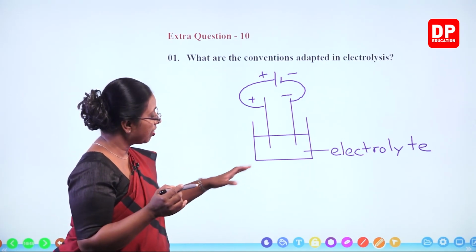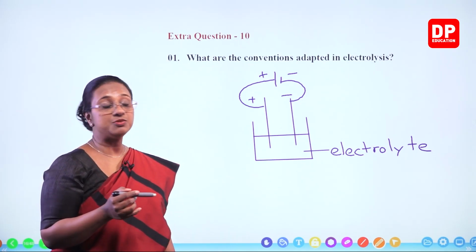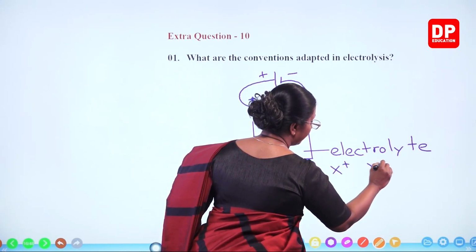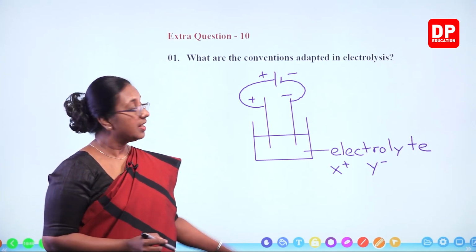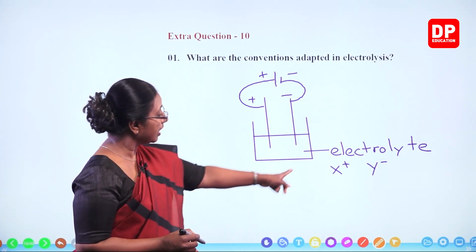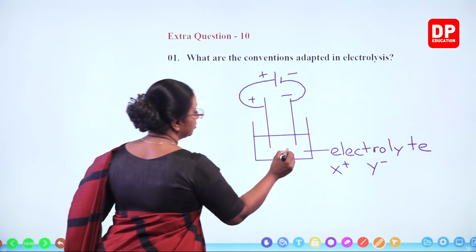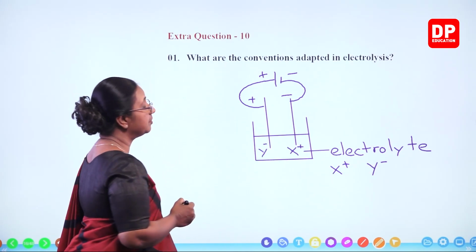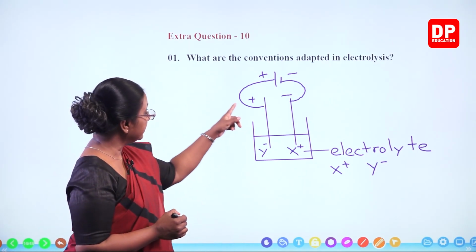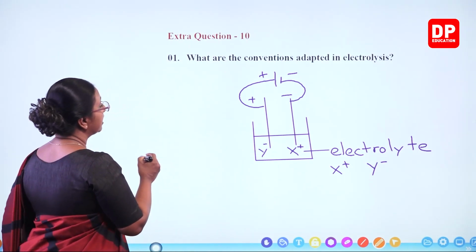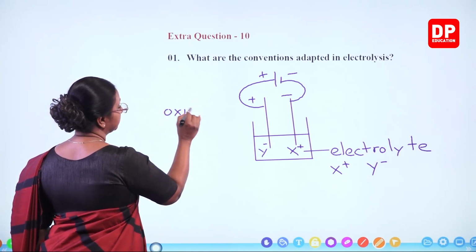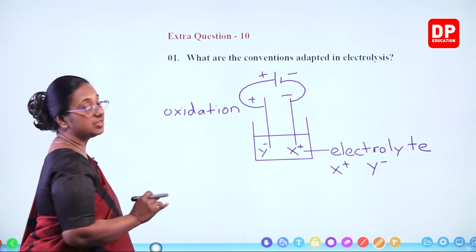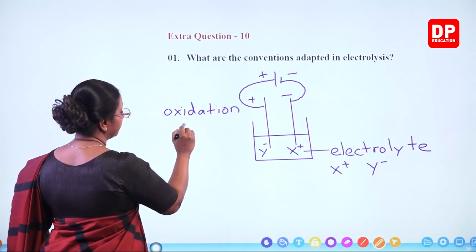At the same time, you all know students, in the electrolyte solution, there are positive and negative ions, X plus and Y minus. I will write it that way. Then what happens there? The positive ions migrate towards the negative electrode, while the negative ions migrate towards the positive electrode. And near the positive electrode, there is going to be oxidation. And where oxidation occurs is the anode.